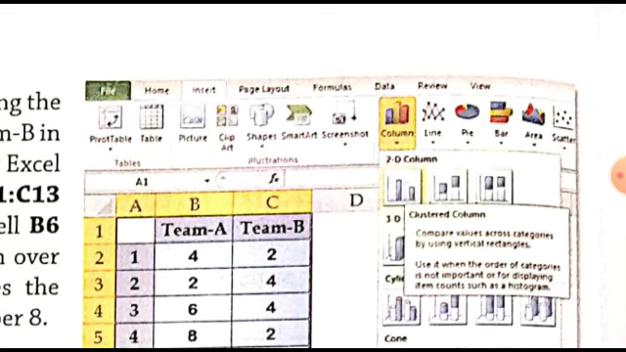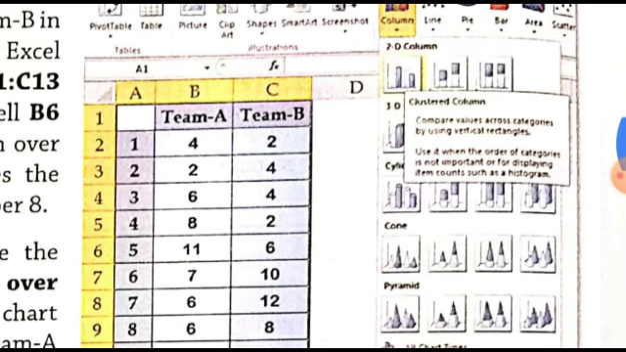You can see from here, when you click on this column button in yellow color, what will happen? This drop down list will open where different types of options for columns are mentioned, like 2D columns, 3D columns, and so on. So in the clustered columns, what is the property of clustered columns?